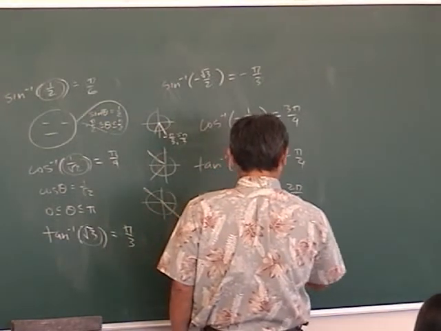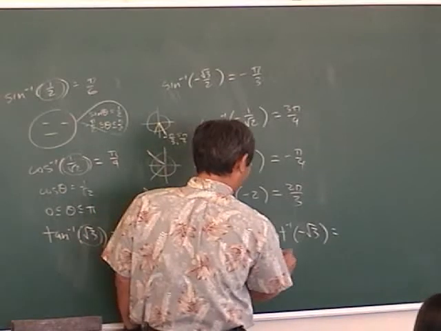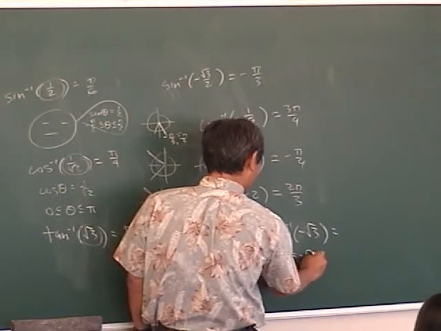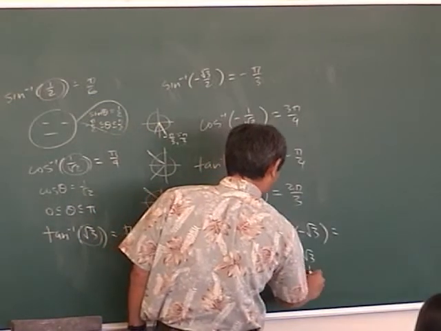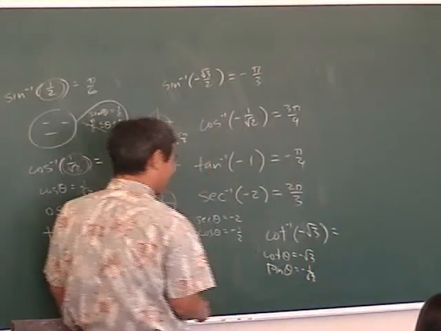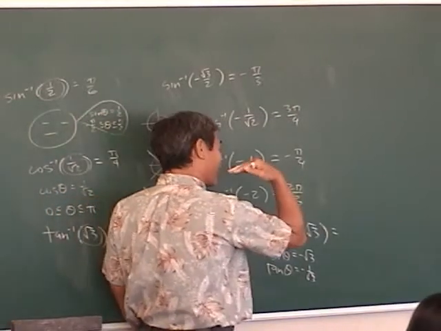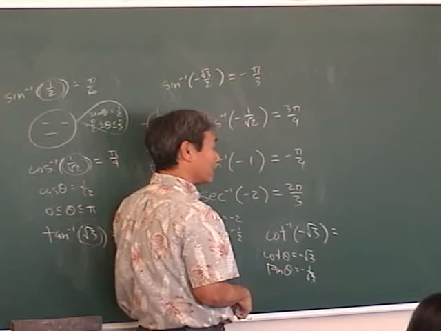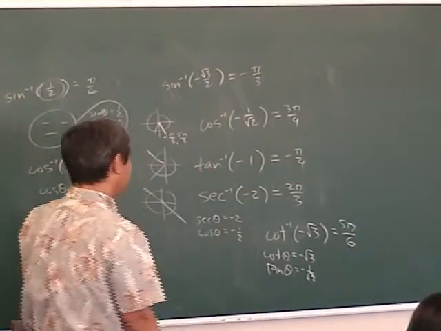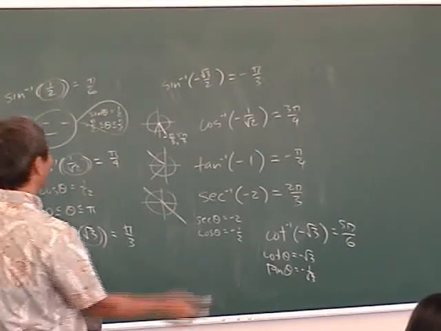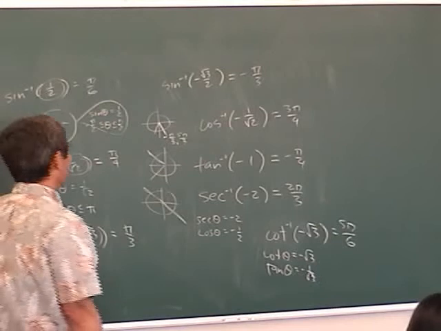Cotan inverse negative root 3. So cotangent of what angle is equal to negative root 3, which of course means tangent of what angle is negative 1 over root 3? I don't know how you guys think. And the answer has to be in the range. The range for cotan inverse is from 0 to pi. 5 pi over 6. Okay, so when you have these, as long as you know the range, you can do the problem.